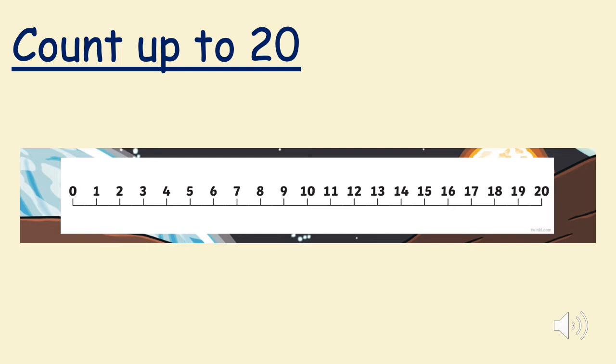So for our quick count today, reception, we're going to do something a little bit different. We're going to be whispering the ones and then saying the twos. So one will be quiet, the next number will say loudly. Are you ready? 0, 1, 2, 3, 4, 5, 6, 7, 8, 9, 10, 11, 12, 13, 14, 15, 16, 17, 18, 19, 20. Good job.